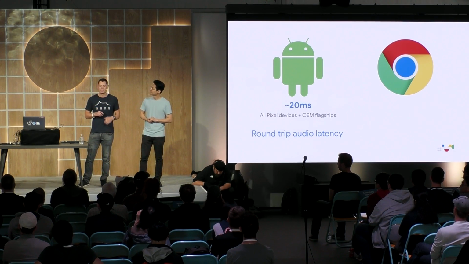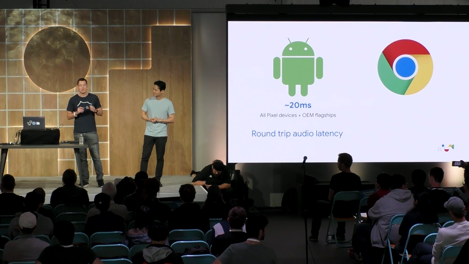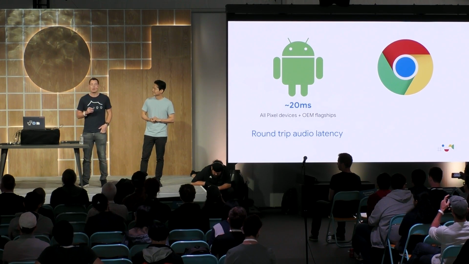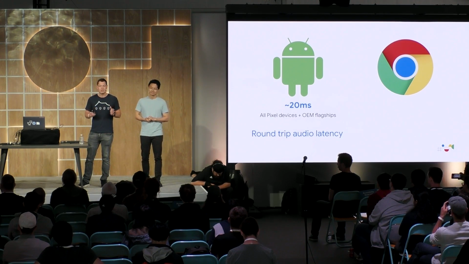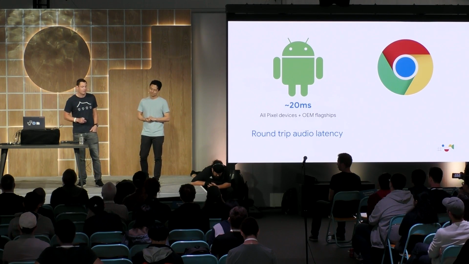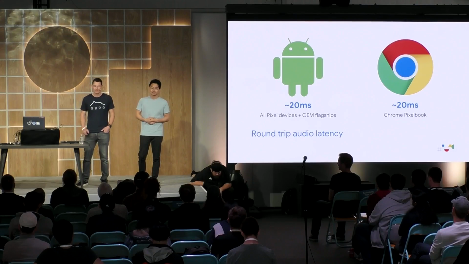On Android, all Pixel devices have around 20 milliseconds input to output latency. And we're now seeing devices from Samsung, Huawei, and others reach a similar level of performance. The audio latency of Chrome browser largely depends on the underlying operating system or hardware. But for example, the device round-trip latency of Chrome Pixelbook is around 20 milliseconds, which is good enough for most of our real-time use cases.